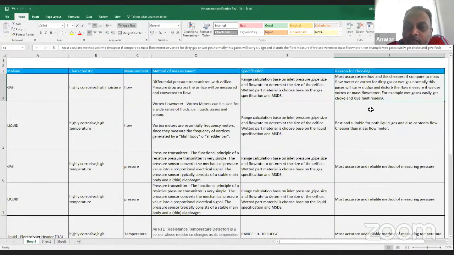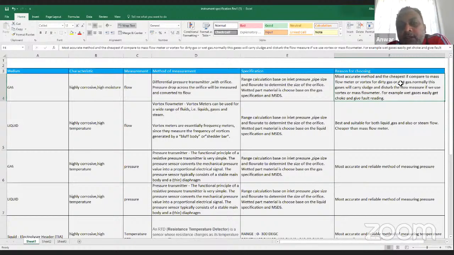So the reason for choosing this measurement system or instrumentation system is that it is the most accurate method, and also the cheapest. What we are looking at here is cheap and also the most accurate. Now you will get confused. Just now I mentioned exotic material, then titanium, and that is not cheap. That is very expensive. But why do I say cheapest now?